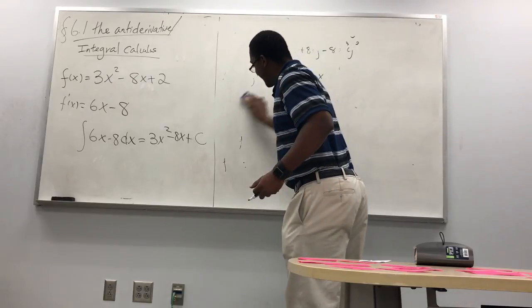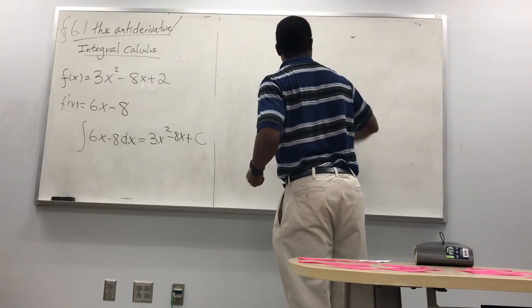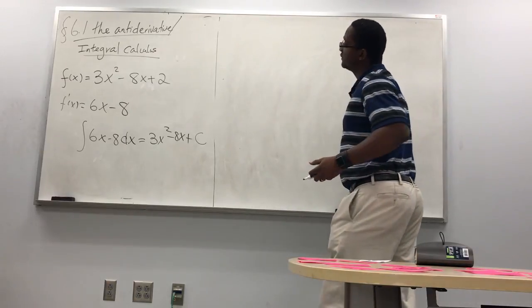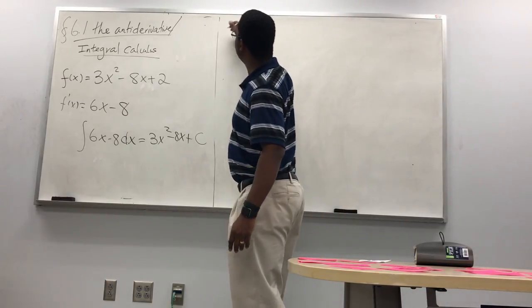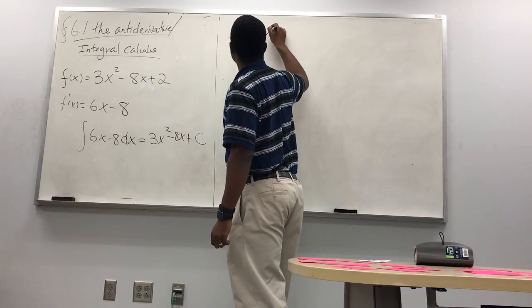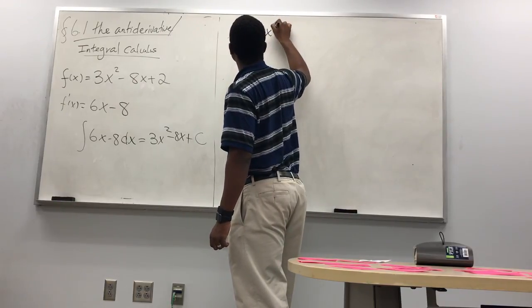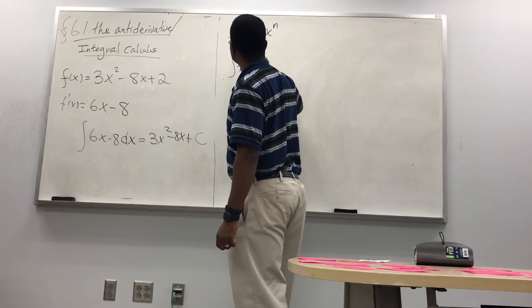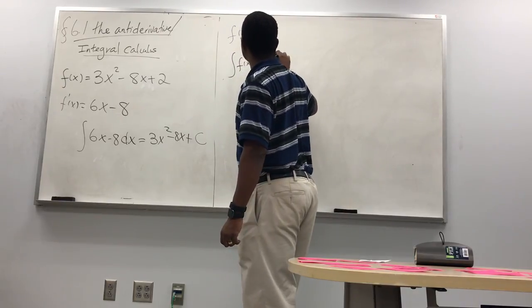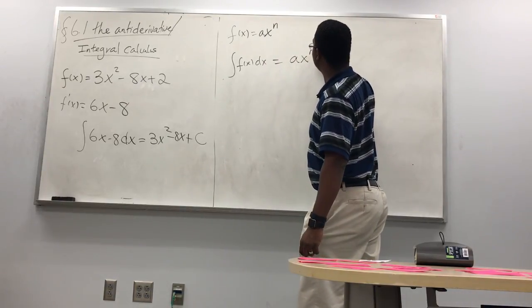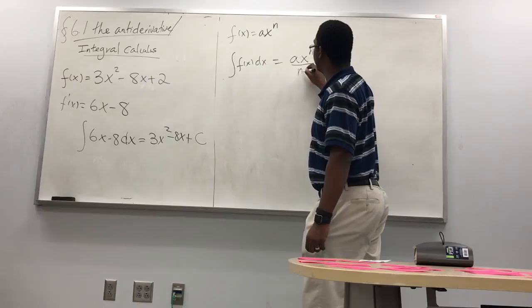So, let's go ahead and write down the rules for finding the antiderivative, shall we? Very simply, if I have a function f of x equal to a multiplied by x to the nth power, the antiderivative of that function will be equal to a x raised to the n plus 1, divided by n plus 1.